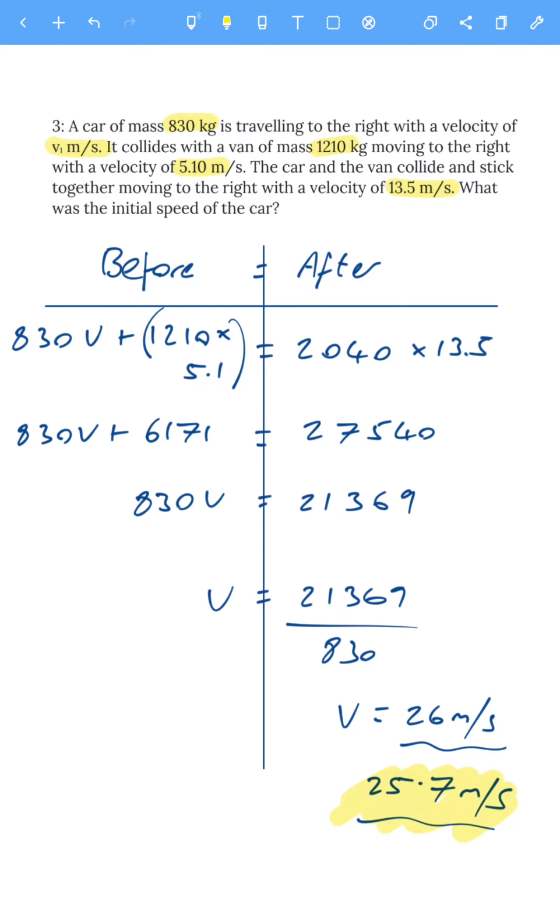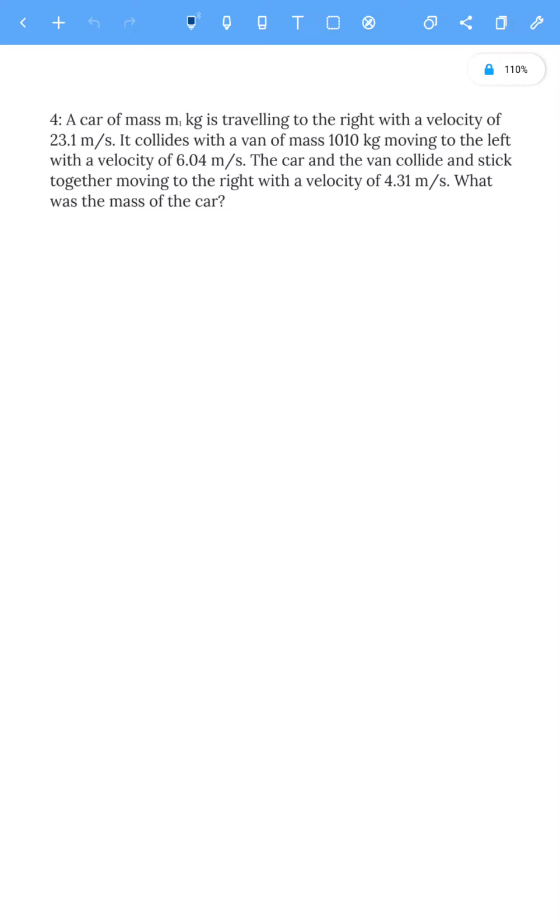And let's do one more. Okay, so if you want to pause and have a go at this one, and then I'll take you through the answer. So car this time, similar to the second question, unknown mass, travelling to the right with a velocity of 23.1. Collides with a van, which has got a mass of 1,010, and that's moving to the left this time. And that's got a velocity of, it's been minus 6.04 meters per second. The car and van collide, stick together as they normally do at GCSE, and move to the right with a velocity of 4.31. What is the mass of the car?